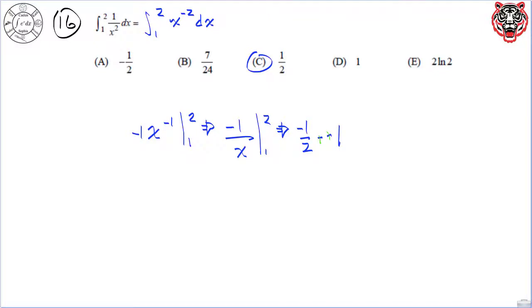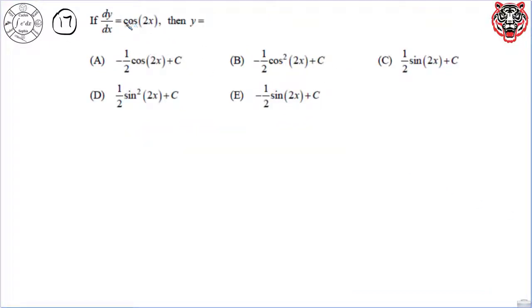All right, number 17. So we have dy dx is equal to this. Then y is what? Okay, so dy dx, that's another way of saying y prime, is equal to cosine of 2x. So when I'm asking for y, I'm asking to go backwards, to get rid of that prime. So it's really saying take the antiderivative. If I did that, I would get, I'll do this in a different color to be clear on the notes, a normal y is equal to something over there. So this question really boils down to, what is the antiderivative of cosine of 2x?